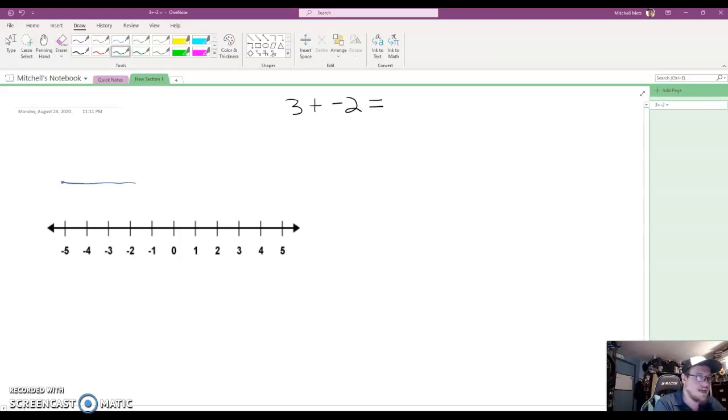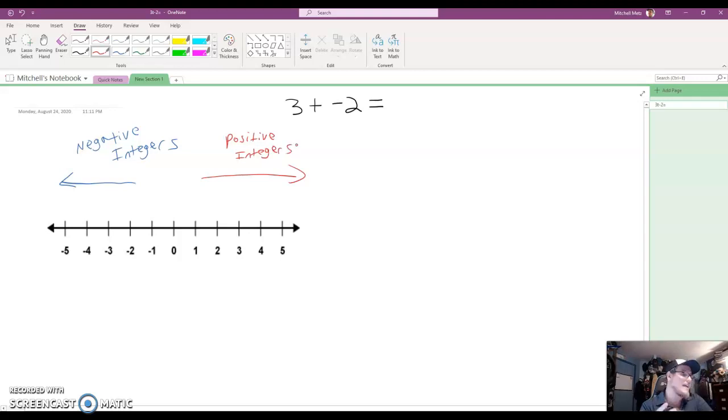When you go to the left, this is where all my negative numbers are. These are my negative integers. But if I instead went to the right, these are my positive integers. My positive integers. So you just have to keep that in mind when you're adding anything.